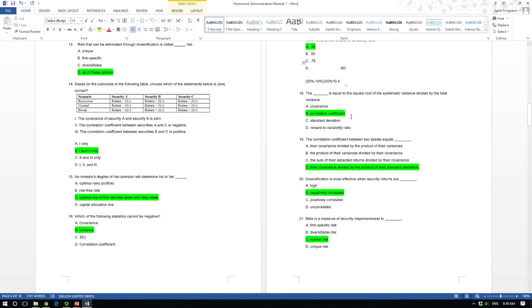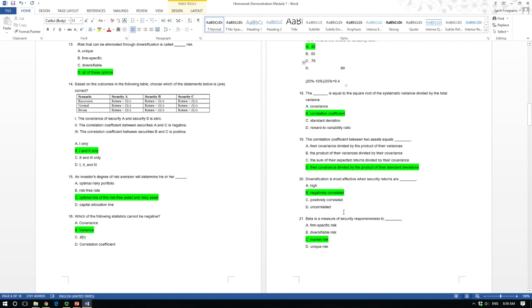Answer is B. Number 19. The correlation coefficient between two assets equals what? Once again, it asks you the definition of correlation coefficient. That rho equals covariance divided by the product of standard deviations. So D is the only correct answer.